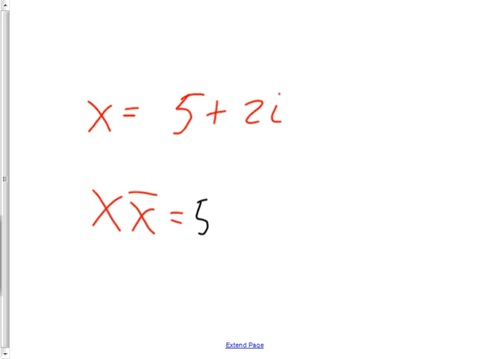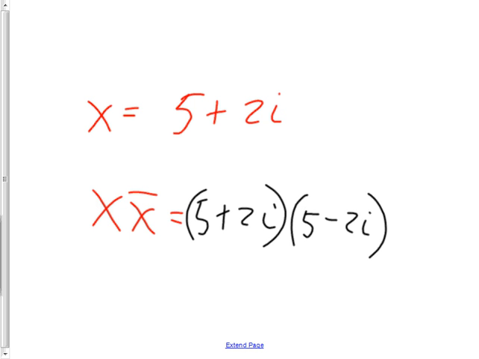Okay, so you have 5 plus 2i, and you got 5 minus 2i. Notice I only changed the sign in between the two. That's especially important if it had been negative 5. If it had been negative 5, it would still be negative 5 plus 2i, and it'd still be negative 5 minus 2i. The only difference would be the middle sign.